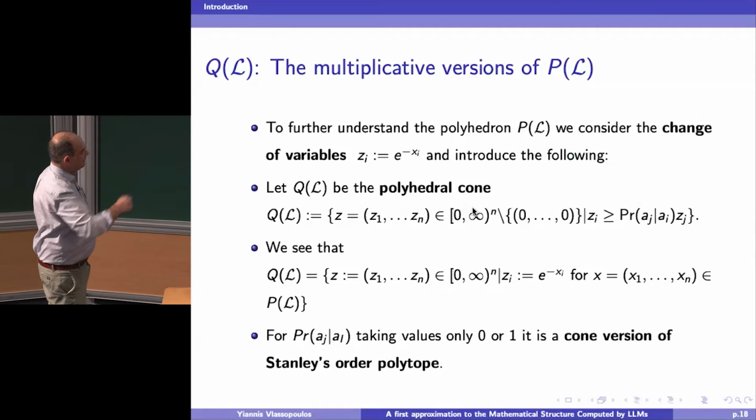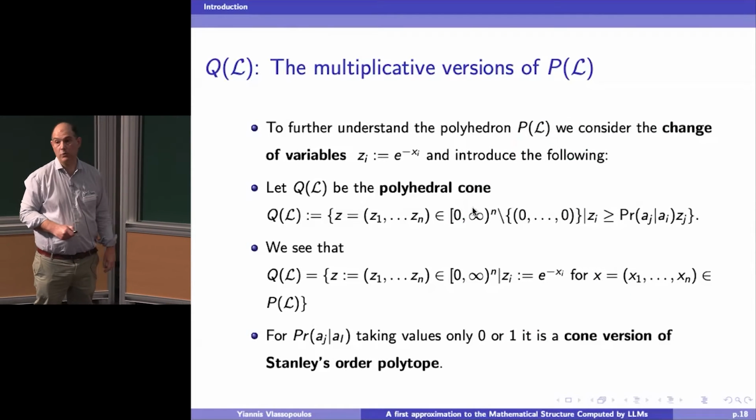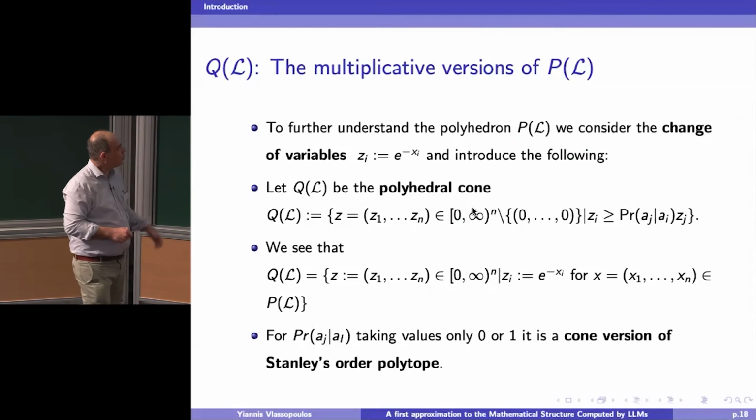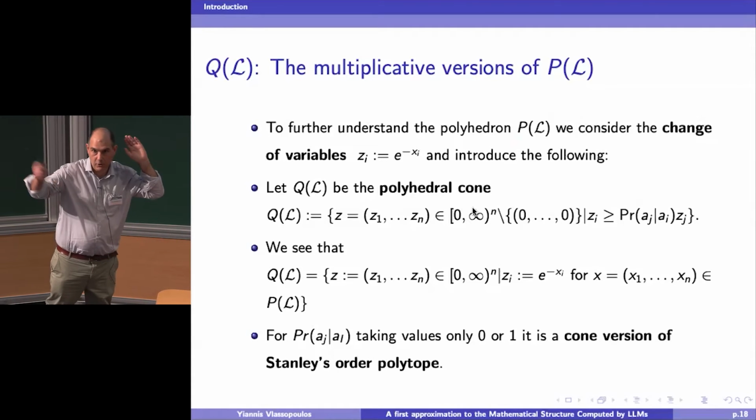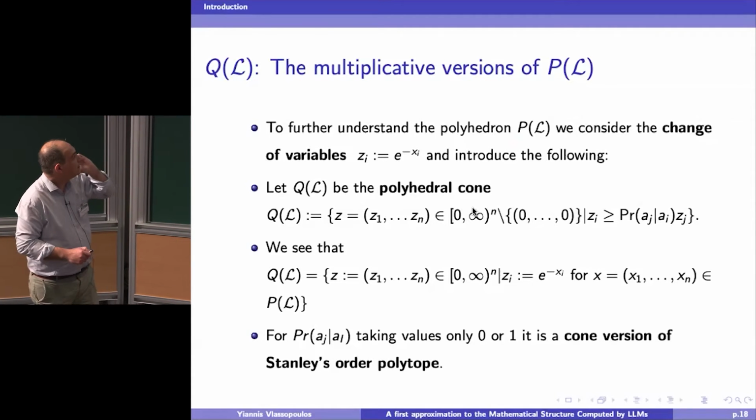First thing we notice is that this is a polyhedral cone. This is a cone because if you scale both sides by lambda, it doesn't change the equation. So the whole ray is in there if a point is in there.